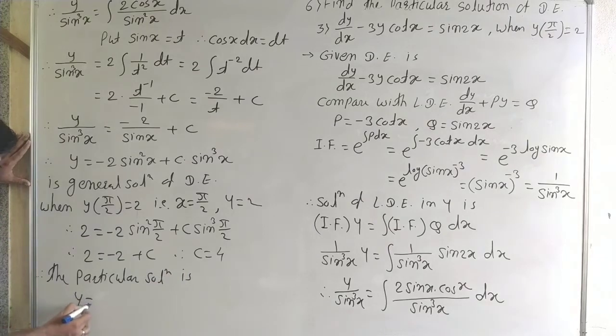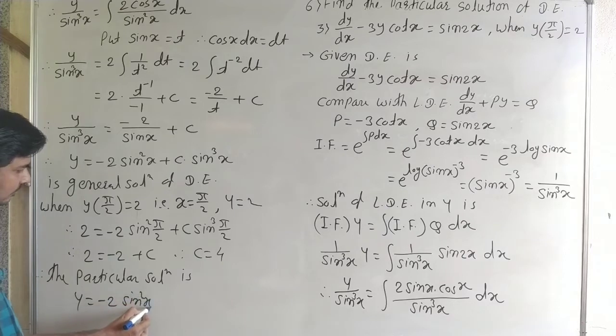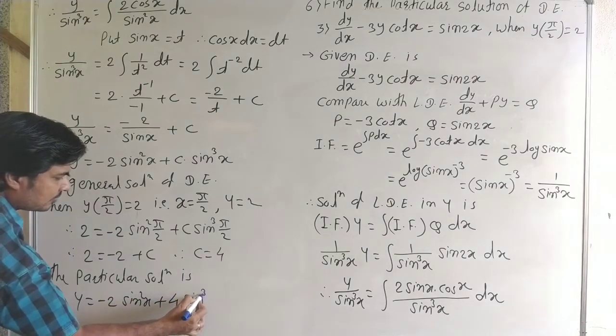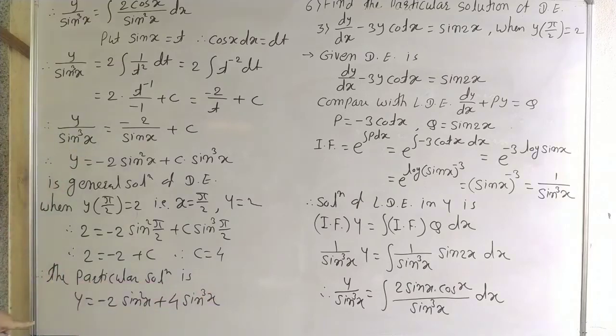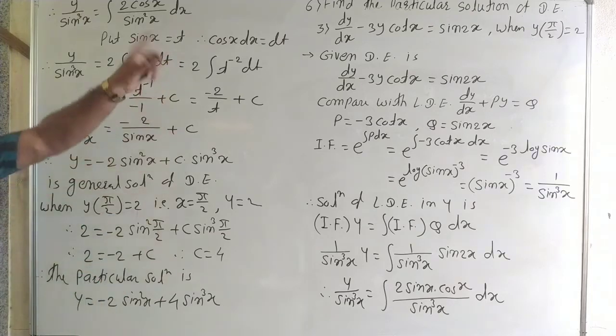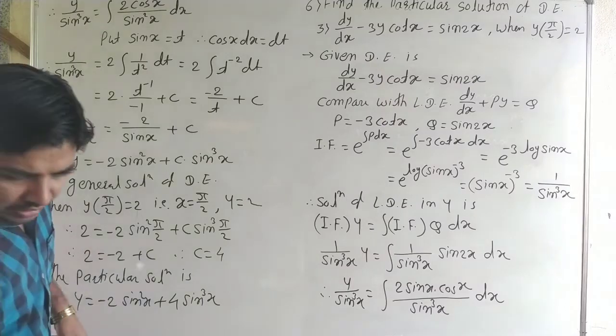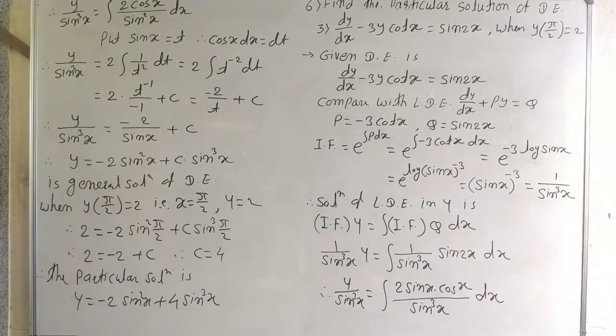The particular solution is y is equal to minus 2 sin square x plus 4 sin cube x. Here it is a particular solution, that means 4 sin cube x minus 2 sin square x is a particular solution of this differential equation. Okay. Now we see the next example, see carefully this.